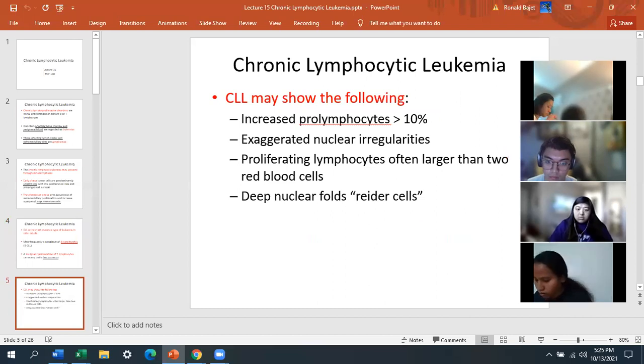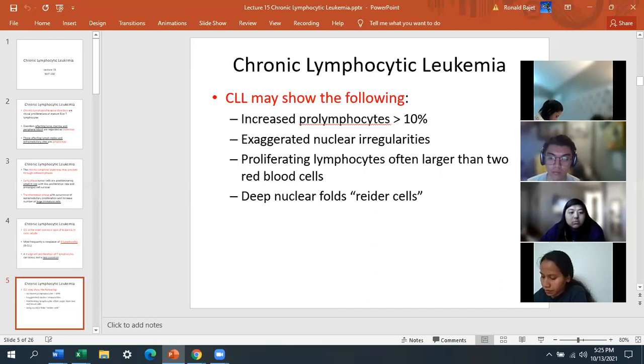CLL may show the following: increased prolymphocytes. Prolymphocytes are the middle stage in maturation. It goes blast, prolymphocytes, then lymphocytes. It's pretty easy. Increase in prolymphocytes greater than 10%, exaggerated nuclear irregularities, proliferating lymphocytes often larger than 2 red blood cells, and deep nuclear folds such as Reiter cells. And I'll show you what a Reiter cell is. It's kind of like a clover leaf. So if you see a clover leaf looking nucleus, it's probably some type of chronic lymphocytic leukemia.